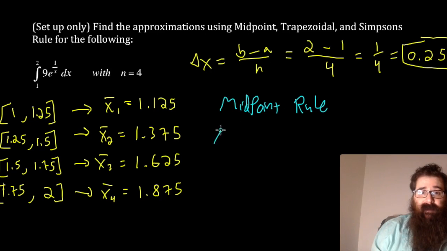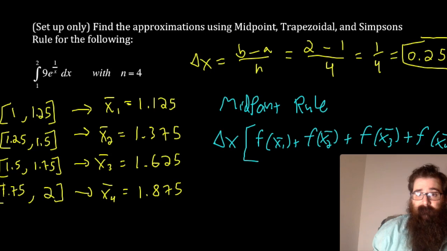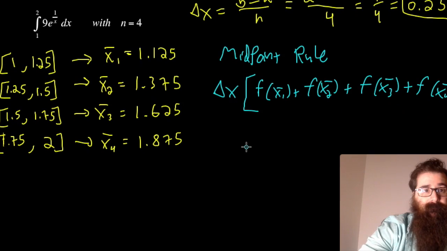Here I would want delta x factored all the way in front. And then I want to evaluate my function at the midpoints. So generically, I want f at x sub 1 bar plus f at x sub 2 bar plus f at x sub 3 bar plus f at x sub 4 bar. So I'm evaluating my function at the midpoints. I'm summing those evaluations from the function. After I'm done with all the adding, I would lastly multiply by delta x. That'd be the last thing we would do.